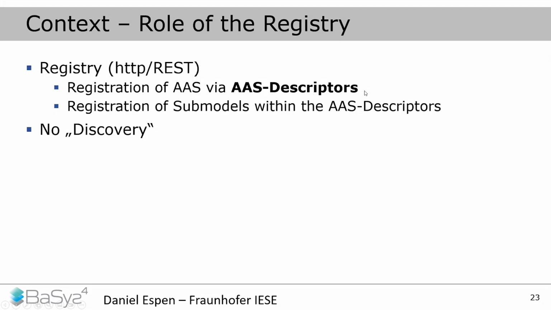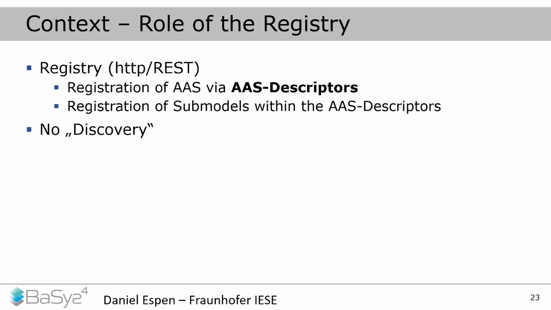An application can then find the endpoint of that asset administration shell descriptor. So if the application knows the ID of an asset it looks for, then it can use the registry to get the asset administration shell server that hosts the digital twin of that asset. Note, however, that the registry is no discovery in the sense that you can really use it to browse your system. So this would be another component.